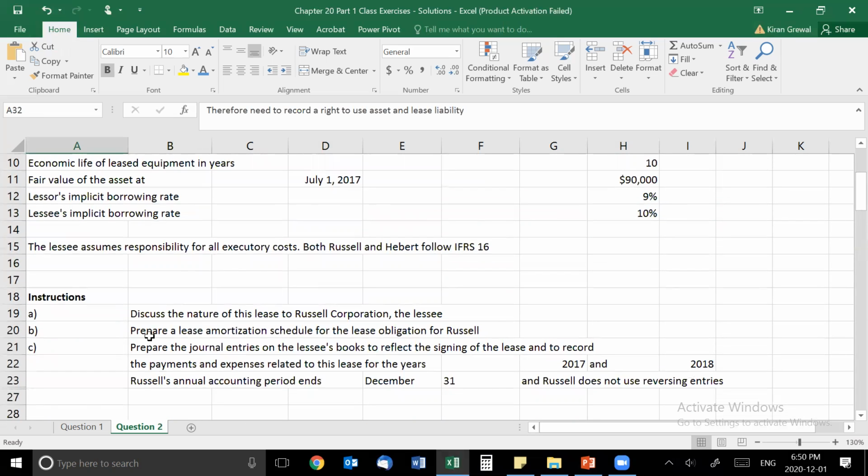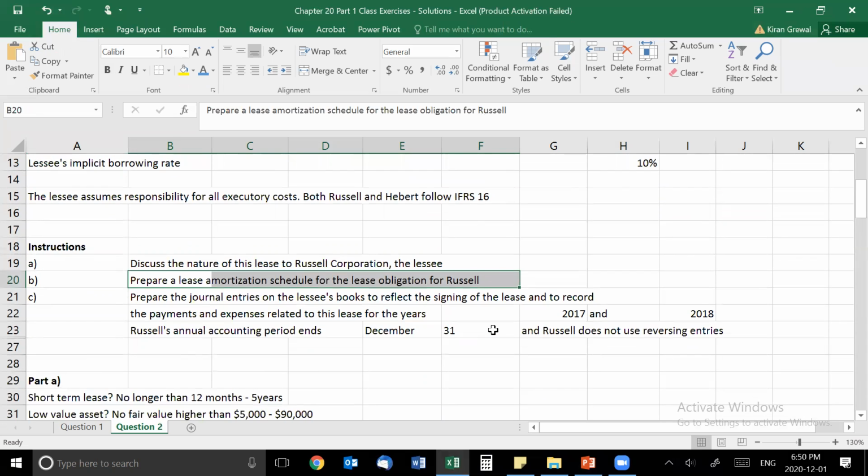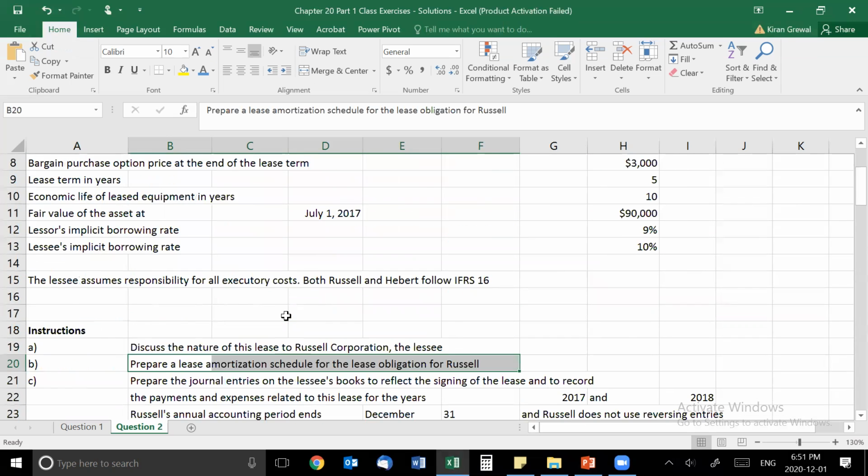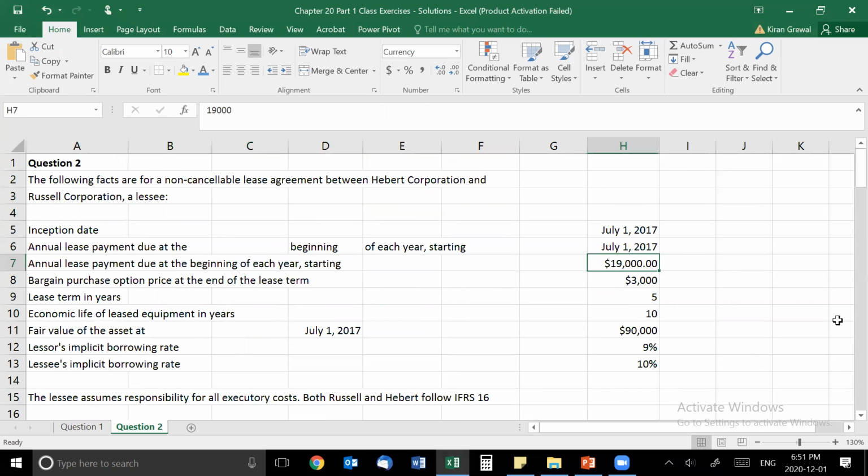Part B says prepare an amortization schedule, similar to the one that we did in the last question. To do the amortization schedule, you first have to figure out the present value of the lease payments, because that's going to be the balance of your lease liability day one. So your PMT is 19,000. We don't have any executory costs included in this, so we're going to use 19,000 as our PMT. Our future value is your $3,000 bargain purchase option. Lease term is 5 years.